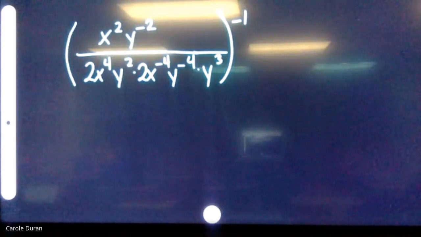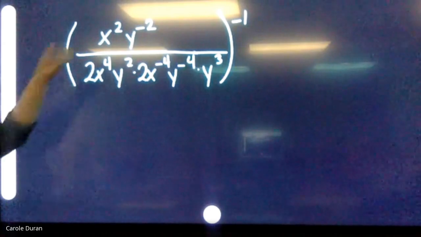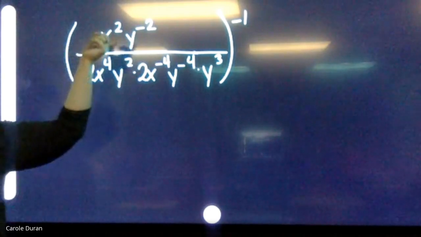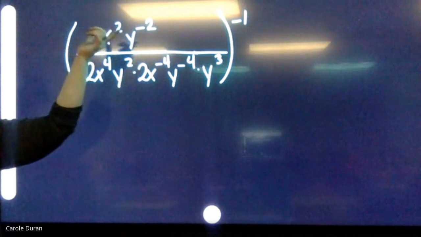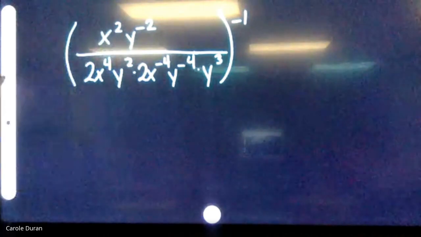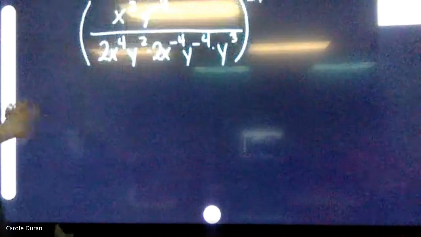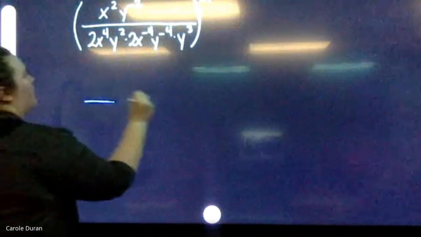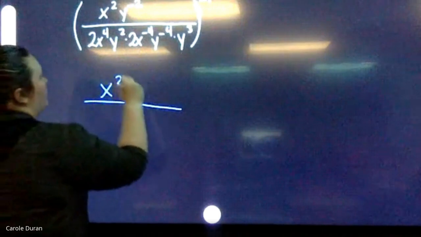So what I like to do first, of course, is simplify the numerator and the denominator individually. I think it makes it a lot easier to work with. So looking at the numerator, is there anything I can put together or combine? No. So that's going to stay. There's nothing I can do with that right now. So I'm going to have x squared, y to the -2. We're all okay with that.